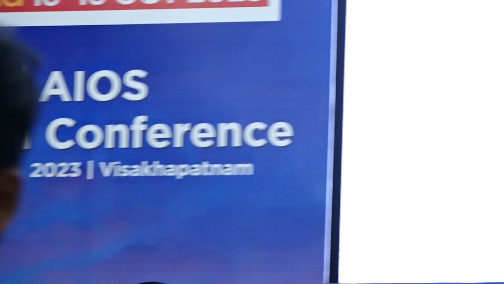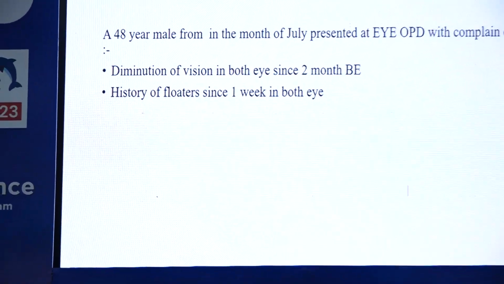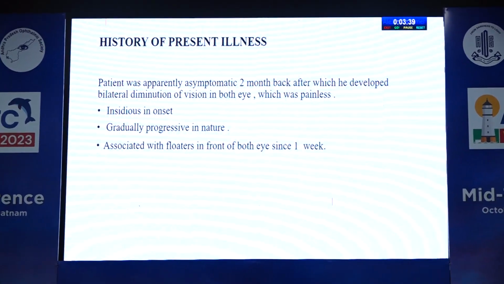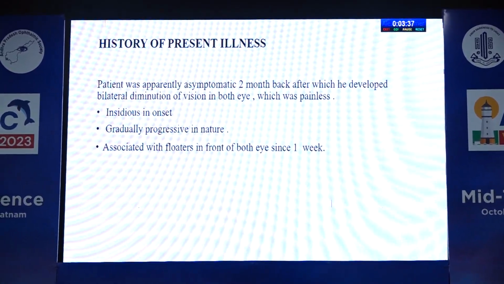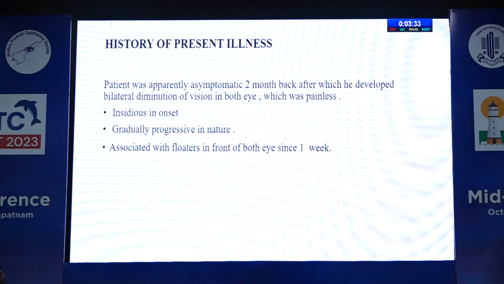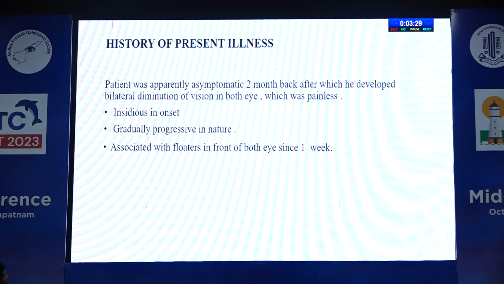Presenting complaint: a 48-year-old male presented in the month of July at the IOPD with complaint of diminution of vision in both eyes since 2 months. History of floaters since 1 week in both eyes. The patient was apparently asymptomatic 2 months back, after which he developed bilateral diminution of vision, which was painless, insidious in onset, gradually progressive in nature, associated with floaters in front of the eye.